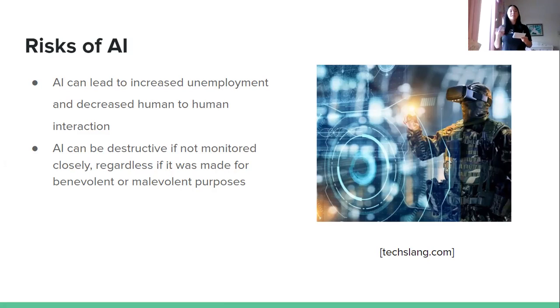AIs can be destructive if not monitored carefully, whether they are made for beneficial purposes or otherwise. As noted in the Future of Life Institute's article, The Benefits and Risks of AI, machines designed for killing can be destructive if not monitored carefully or if the machine itself falls into the wrong hands.